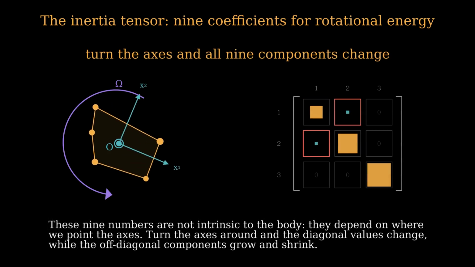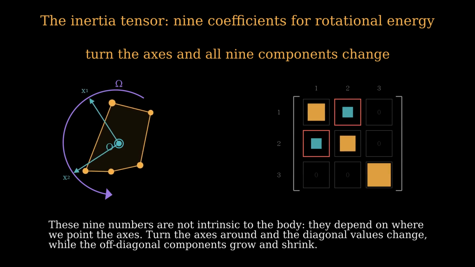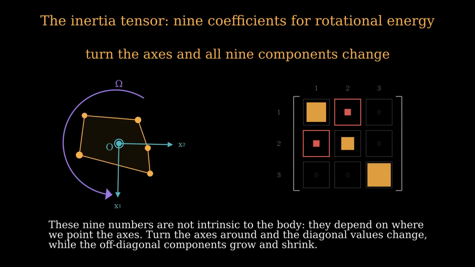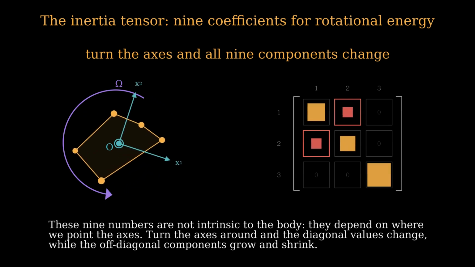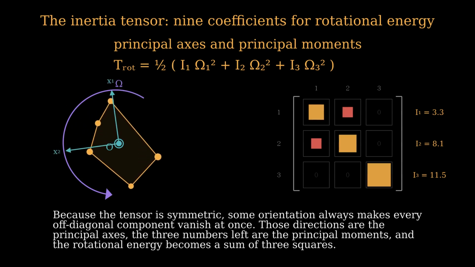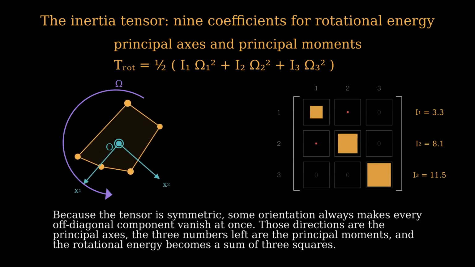These 9 numbers are not intrinsic to the body. They depend on where we point the axis. Turn the axis around and the diagonal values change, while the off-diagonal components grow and shrink. Because the tensor is symmetric, some orientation always makes every off-diagonal component vanish at once.